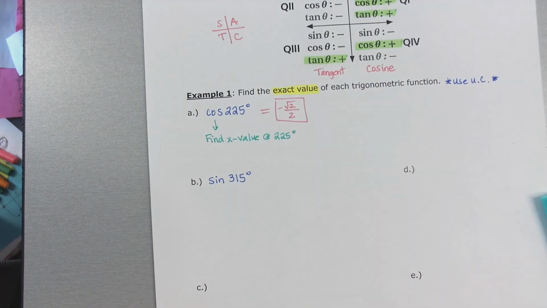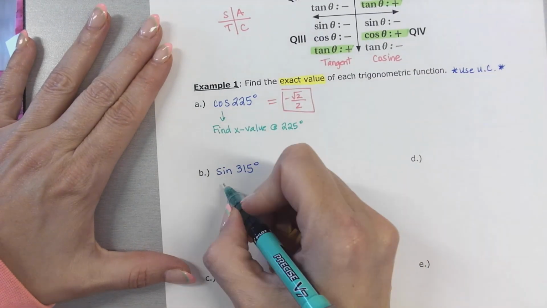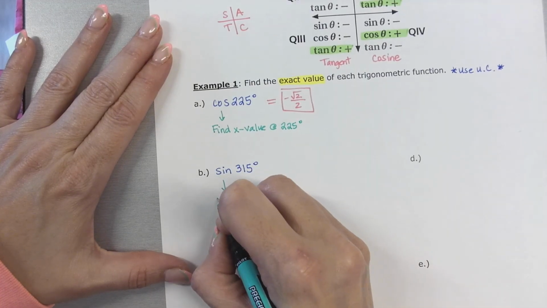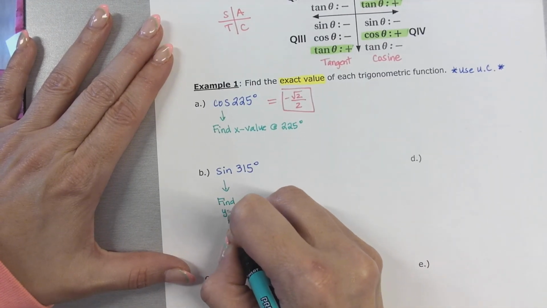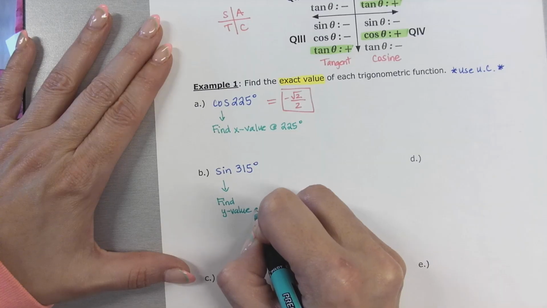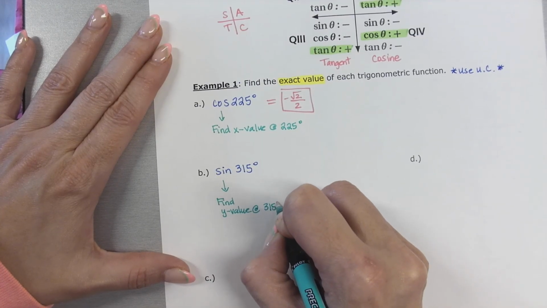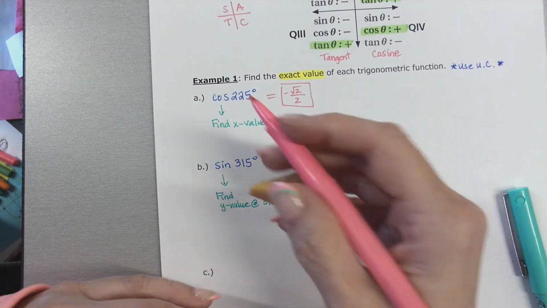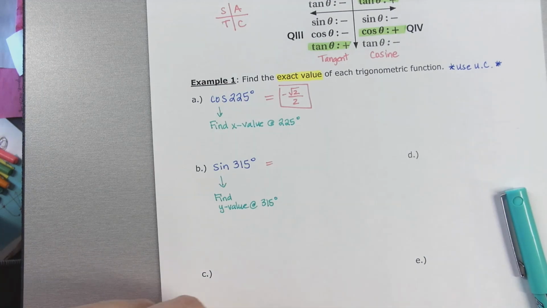Okay. And then for the sine, instead of finding the x value, I have to find the what? Yep, so you're going to find the y value at 315 degrees. Okay, so go ahead and use your unit circle to do that.